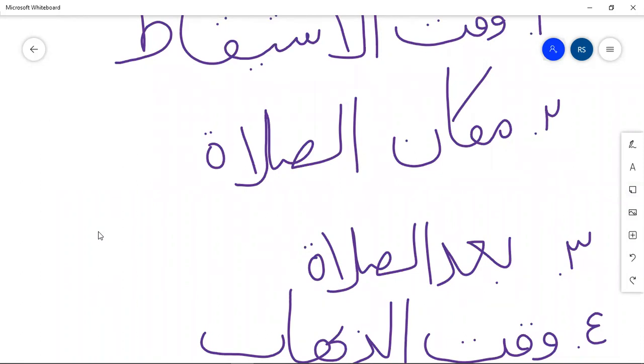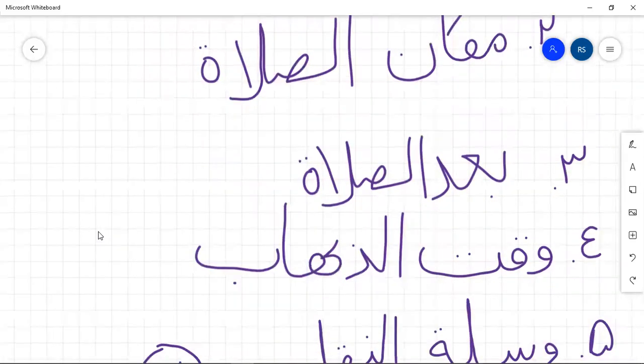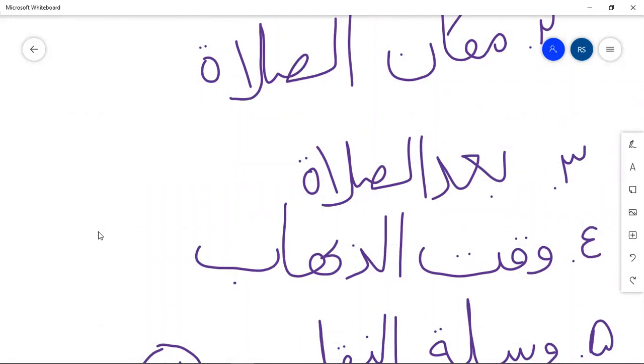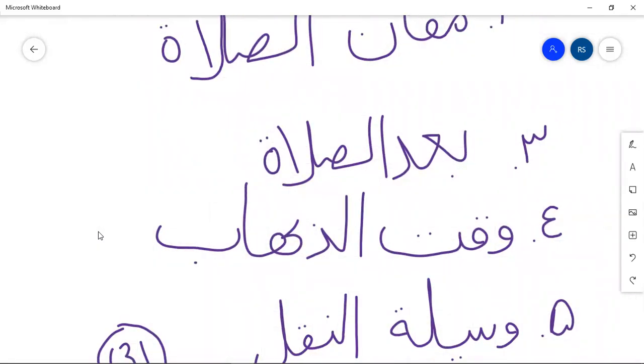Aina tusallina al-fajr. Tusallina, she's female. Usalli fajra fil bayti. Now Miss Satya, ask her, what do you do after the prayer? Maza tafalina bada salat? Akra'ul Quran. Okay, akra'ul Quran.